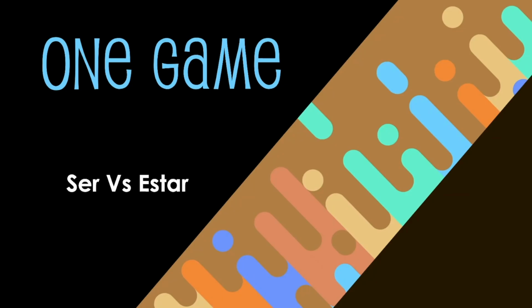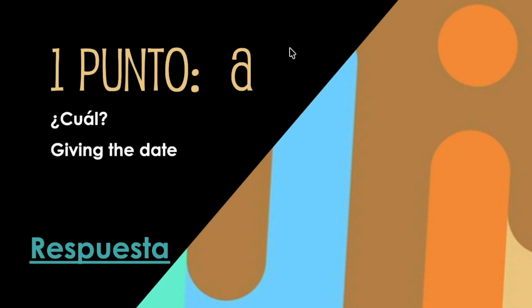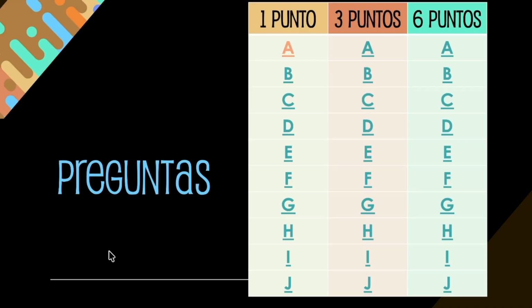The game itself looks like this. You've got a PowerPoint slide deck, and this is your home base. You've got a deck of 10 easy questions for 1 point, 10 medium for 3 points, and 10 hard for 6. You can click on any one of them. It'll take you to the question, like which do you use, sábado or start, for giving the date. Click on Respuestas to see the answers. Click on Preguntas to go back to your home base, and then you can click on the next one.